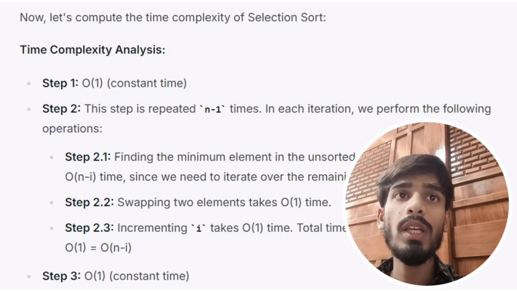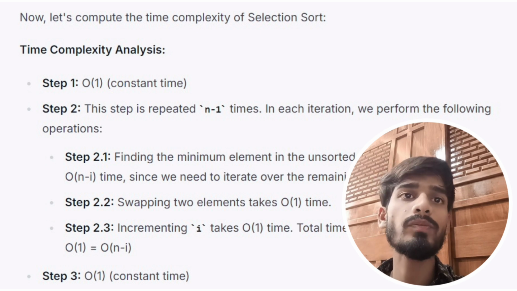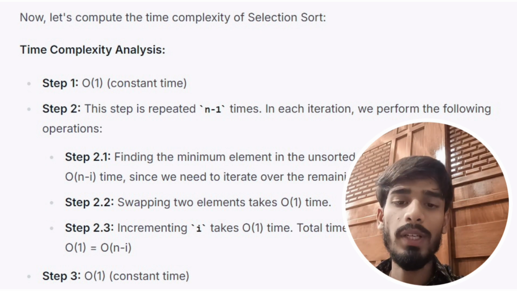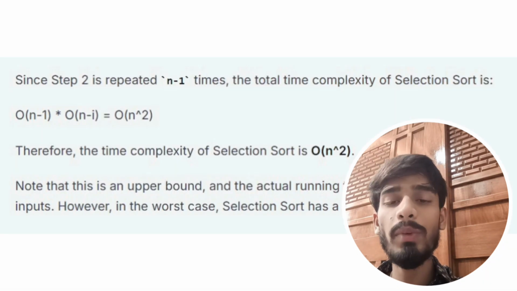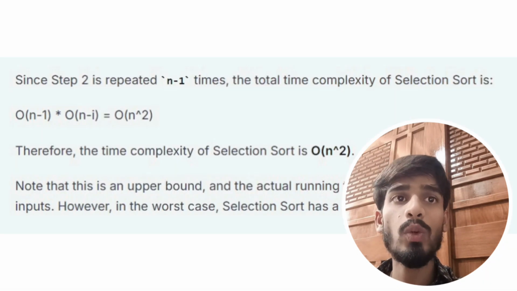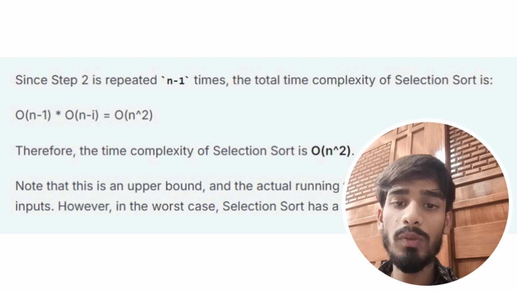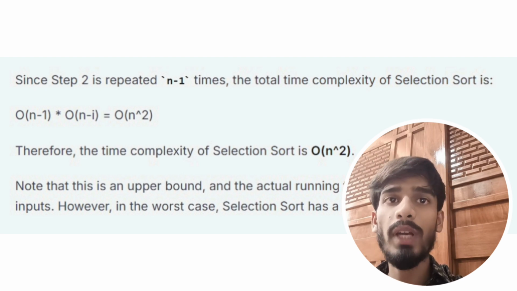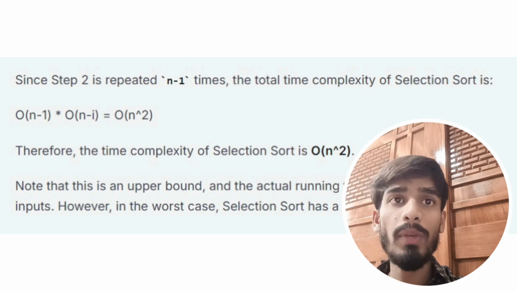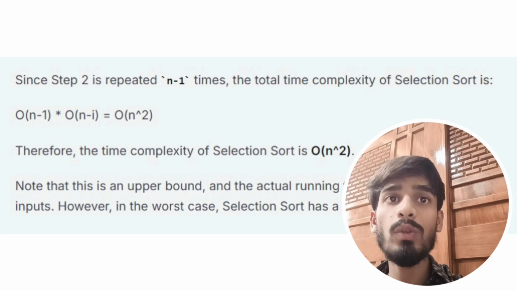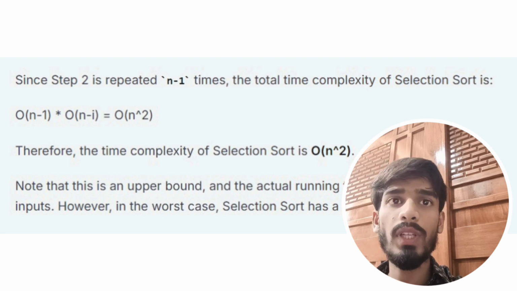In step 3, where we are returning the sorted array, it takes constant time, big O of 1. Since step 2 is repeated n minus 1 times, the total time complexity of selection sort is big O of n minus 1 into big O of n minus i, which equals big O of n square. Therefore, the time complexity of selection sort is big O of n square.